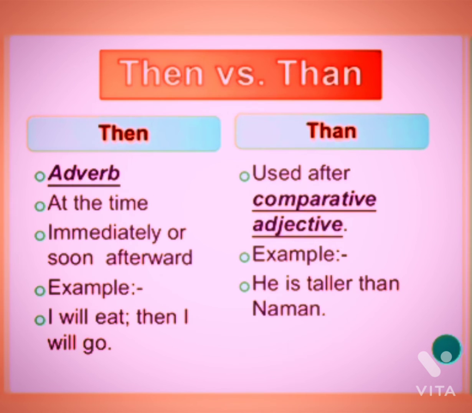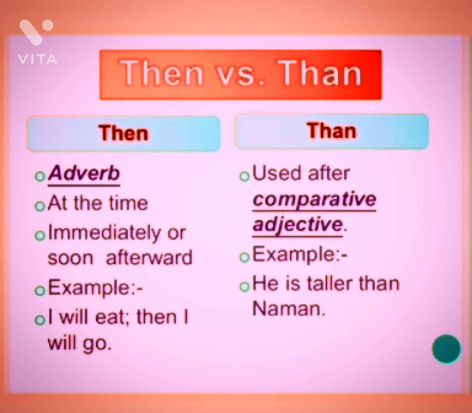Next is then versus than, and it's a very, very common mistake. Most of the students make this mistake, even adults also make mistakes while writing then and than. Then is an adverb. At that time, immediately or soon afterward, then we use then. I will eat, then I will go.